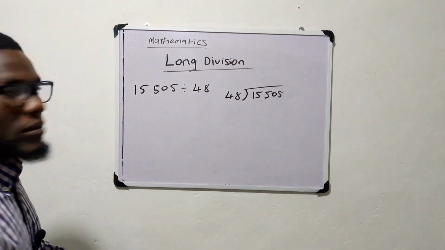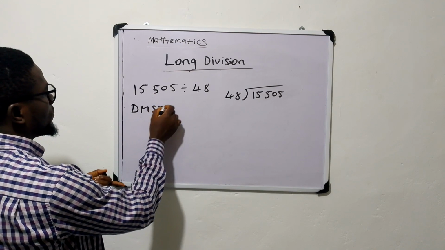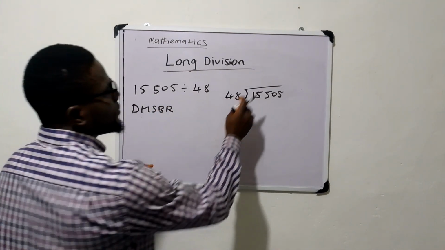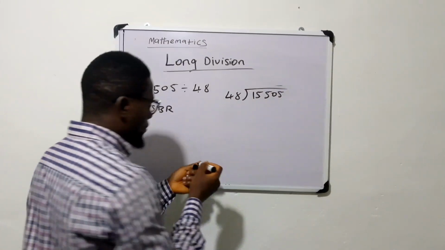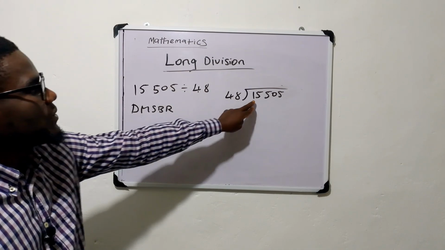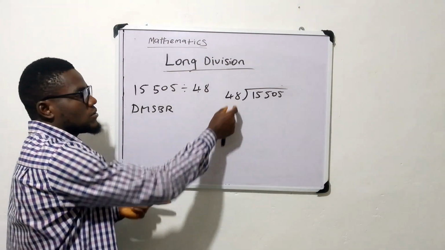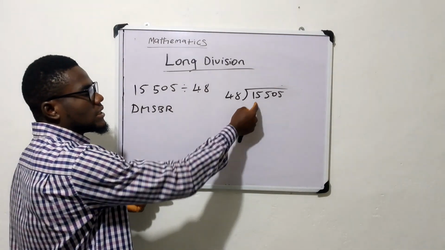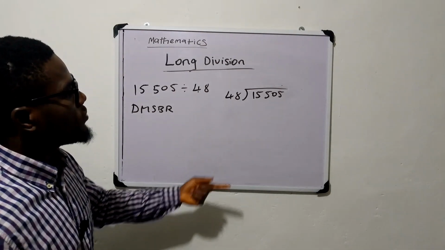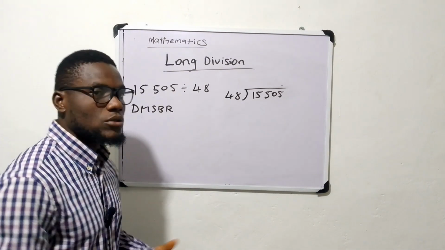Remember our steps. First of all, I have to divide. We have to divide 15 by 48, because we are dividing with a two-digit number now. So we divide the dividend two digits at a time. We try to divide it, but we see that 15 is less than 48, so it will not be possible. So what are we going to do?